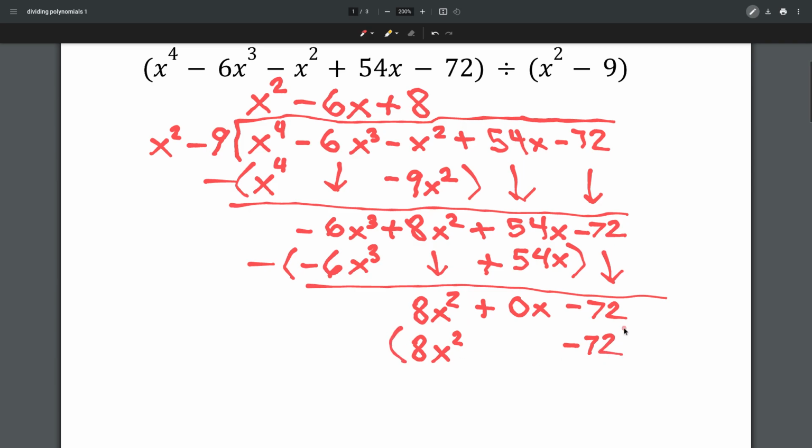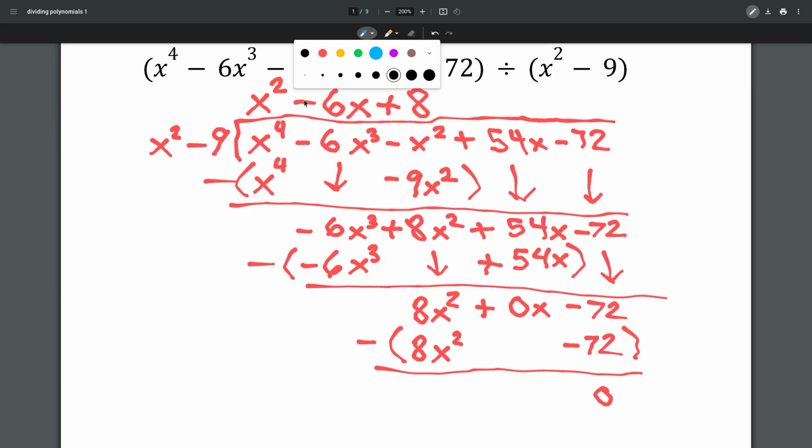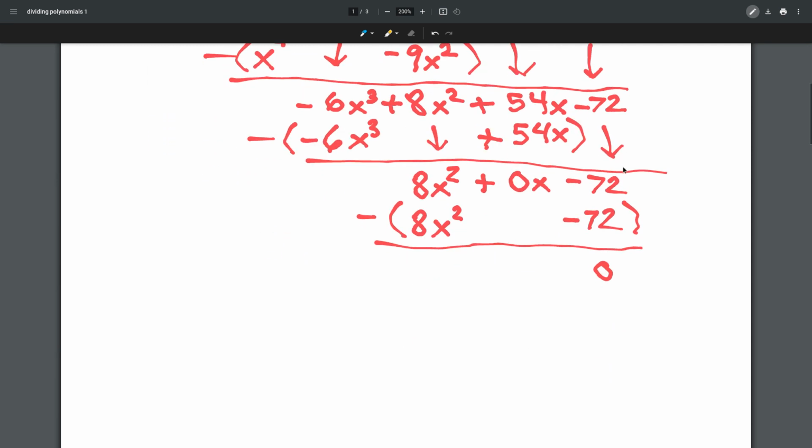And when we subtract this out, 8x squared minus 8x squared is 0. The 0x is still 0. Negative 72 minus a negative 72 is 0. So our remainder is 0. So this here is our quotient. That's our solution to this division problem. Okay, let's look at another one just so we make sure we're doing this correctly.